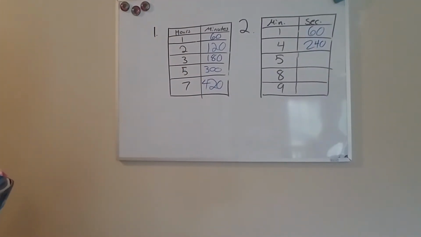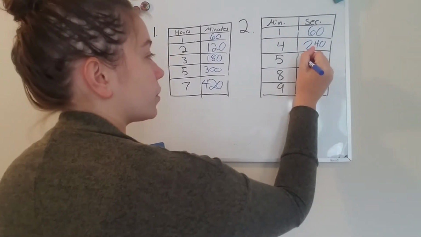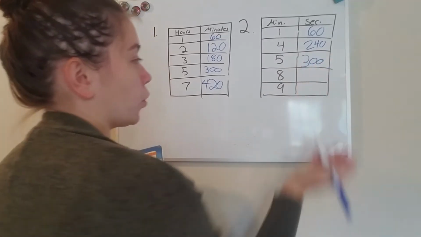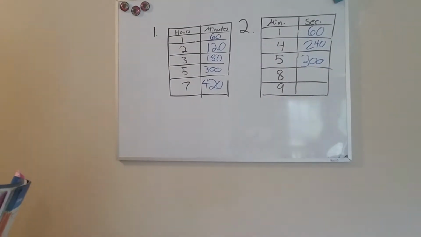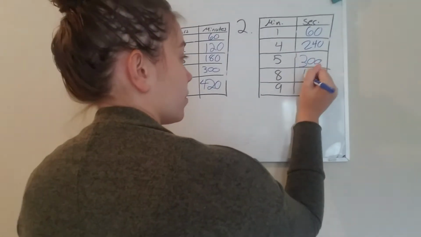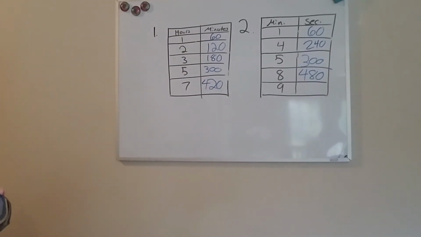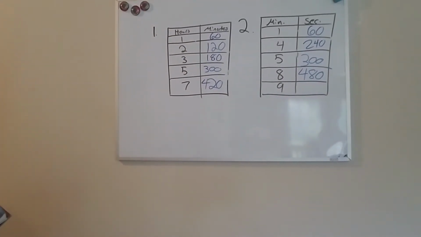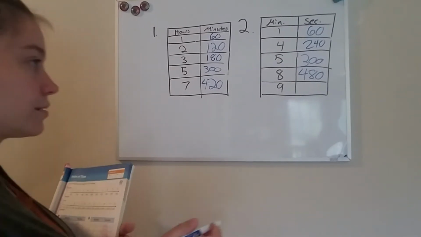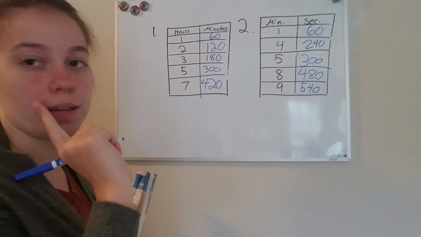Now how many seconds are in 5? 300. We did that one in our other table. What about for 8? How many seconds are in 8? 480. Now, how many seconds are in 9 minutes? 540.